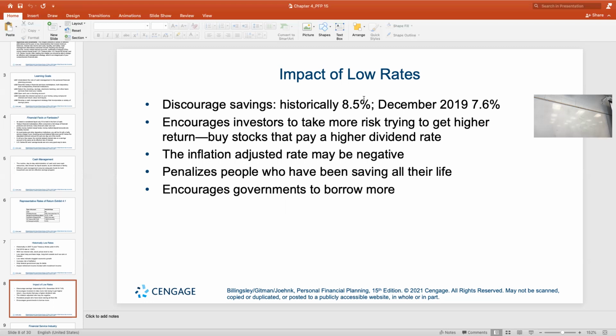All right, and of course, the low rates penalize people who have been saving all their lives in these savings accounts where you're hardly making anything, because again, you're not really even keeping up with inflation.